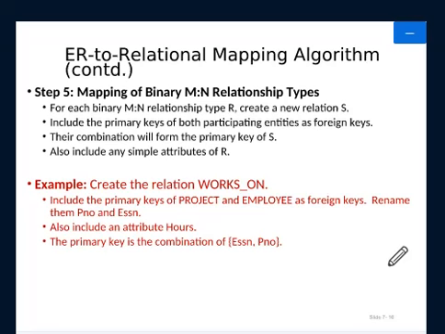Now, how to map the binary M:N relationship type? In the binary relationship type mapping, I discussed three approaches. What was the first approach we discussed? The foreign key approach. The second is the merged approach. The third approach is the cross reference, or relationship relation, approach.